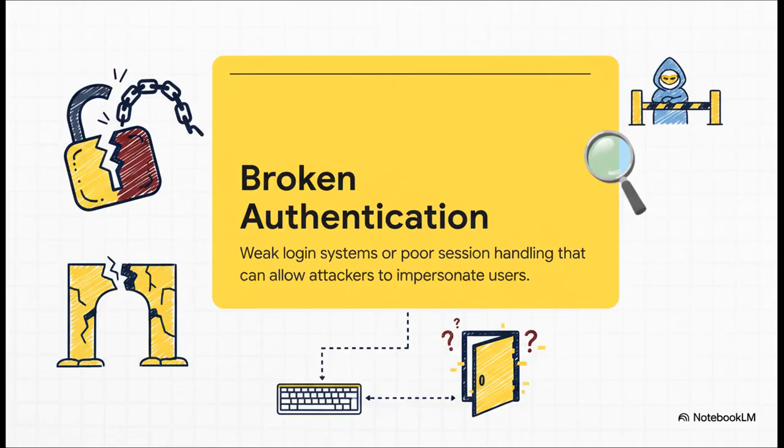Next up is broken authentication. And this one, well, it's pretty much what it sounds like. It's like having really weak locks on the castle doors or using keys that are super easy to copy. It allows attackers to do things like guess passwords, hijack sessions, and basically just walk right in the front door.